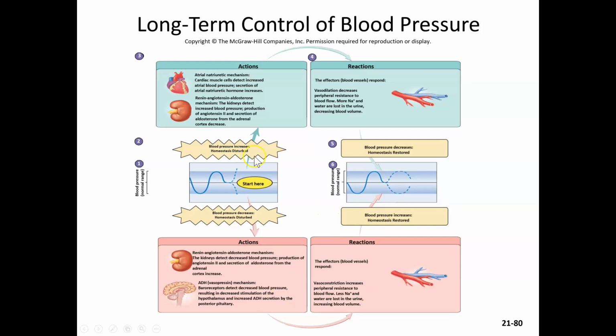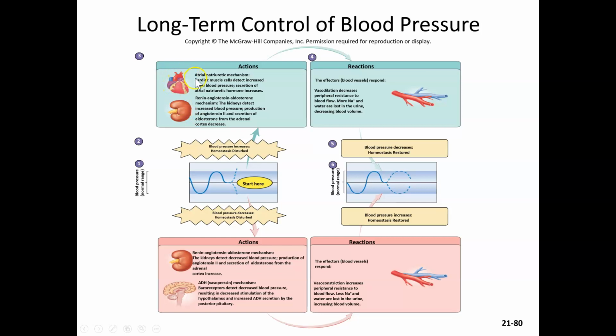So let's just go through an example here. So if we have an increase in blood pressure, what will happen is our renin-angiotensin aldosterone mechanism is going to detect that increase in blood pressure and produce angiotensin 2, and the secretion of aldosterone from the adrenal cortex will decrease.